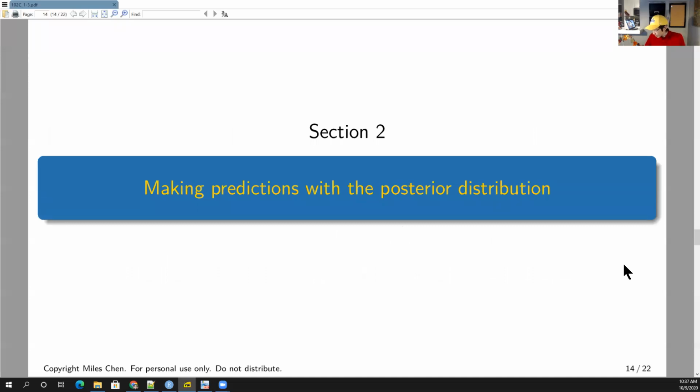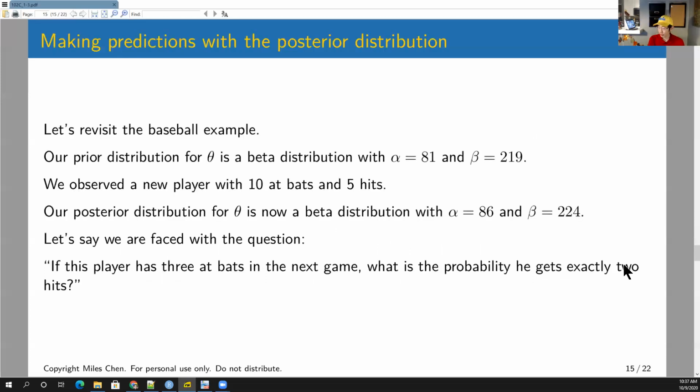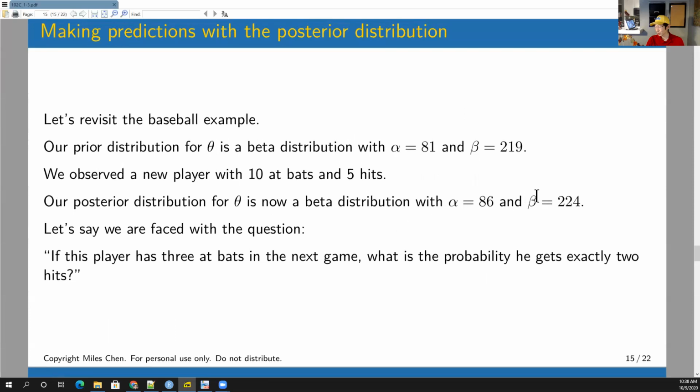All right, what do we do now that we have the posterior distribution? Can we use it to make predictions? Yes. So we go back to our baseball example. We said our prior distribution was a beta distribution with alpha 81, beta 219. We observed a new player with 10 at-bats, gets 5 hits, and so our posterior distribution for theta, after we observe our data, is now a beta distribution with alpha 86 and beta 224. Hopefully this is so far so good.